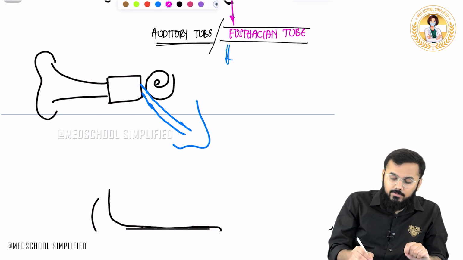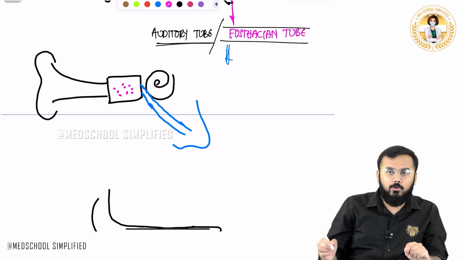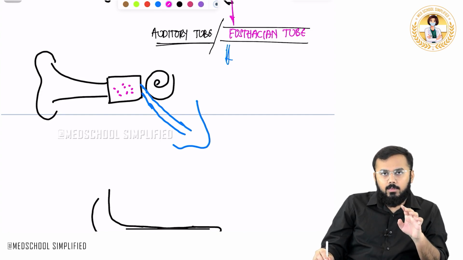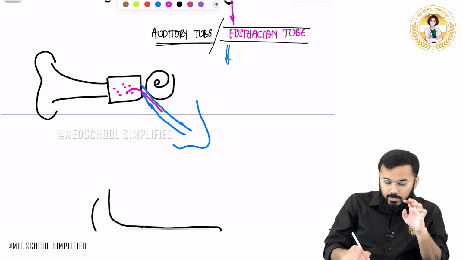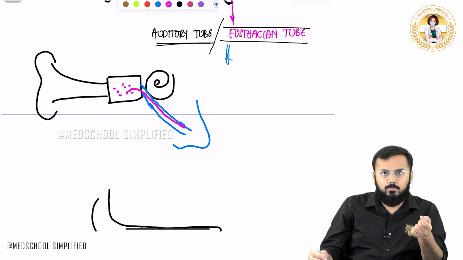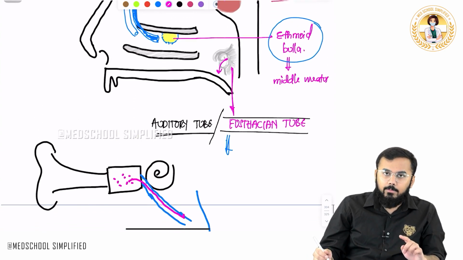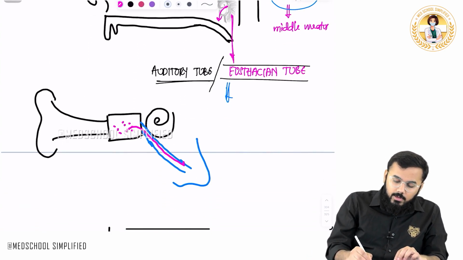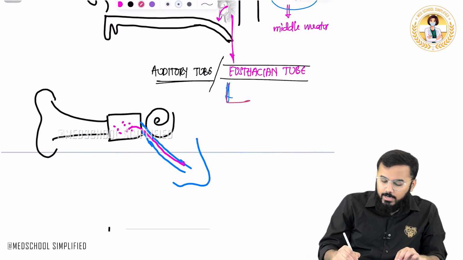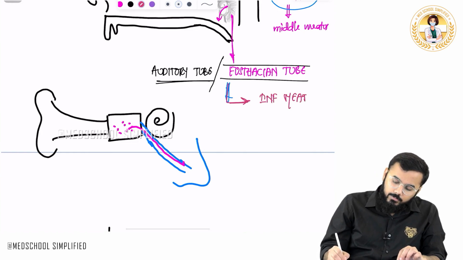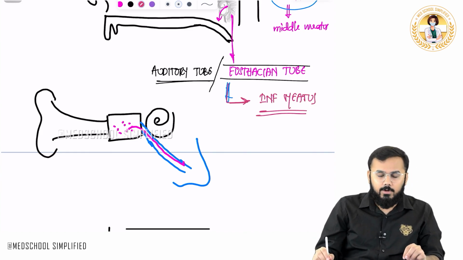For example, in the middle ear there should be air. If there is any kind of infection or fluid, this fluid will drain into the nose and it is cleared off. So where is it draining, I am asking. It is draining all the way into your inferior meatus.